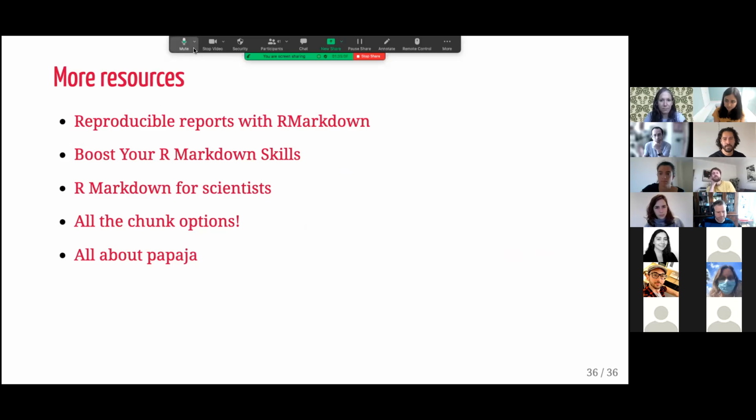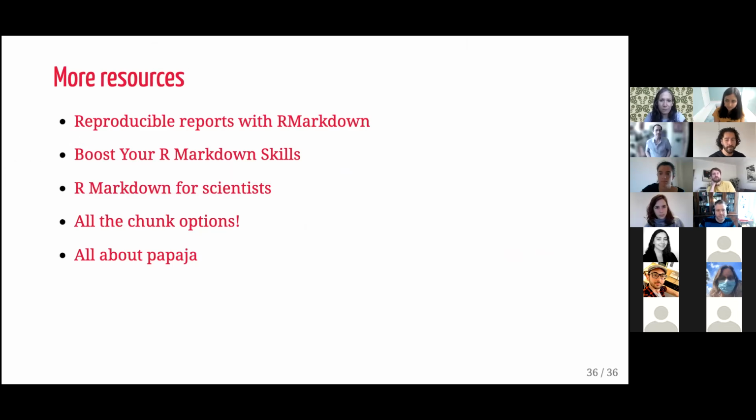And I do want to include some extra links that are also very useful. More about reproducible reports, and boost your R Markdown skills. These are both kind of advanced topics in using R Markdown. R Markdown for Scientists is a huge book that's fantastic. It's how to use R Markdown, but specifically for people like us that need to do research and publish in journals. All of the chunk options that you could possibly want are here in Yihui's blog. He's the maintainer, the creator of knitr. And then there's another bookdown website with everything about papaja if you're interested in knitting specifically in APA format.